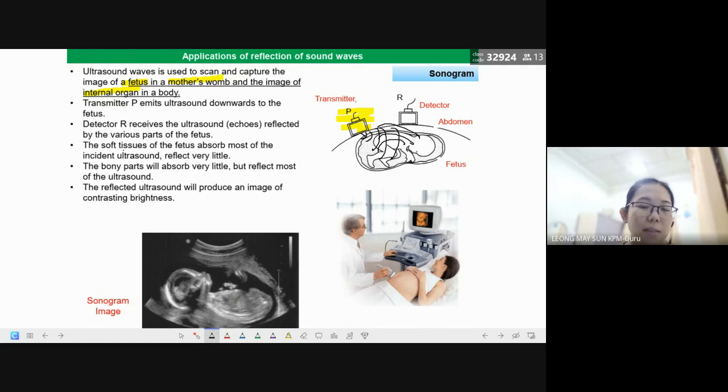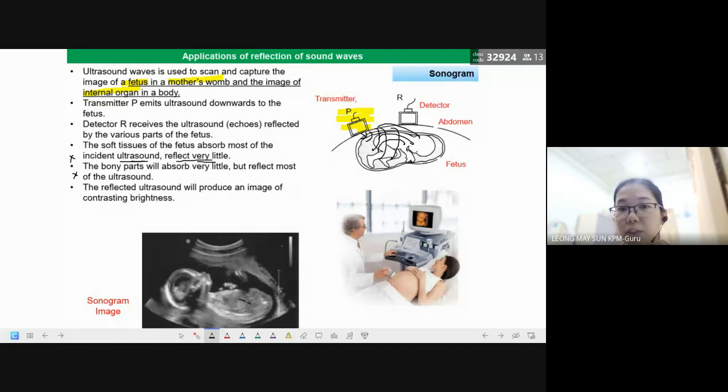And once it has already detected, all right, the soft tissue of the fetus will absorb most of the incident ultrasound and reflect very little. So as you can see over here, the soft tissue actually is being absorbed, so it's being reflected very little. The bony parts will absorb very little, but reflect most of the ultrasound. So don't worry about these two points, okay? So the reflected ultrasound will produce an image of contrasting brightness. So from the reflected ultrasound wave, that is actually how they detect whether the baby features is good or not and everything. Okay, so we're talking about the normal sonogram.